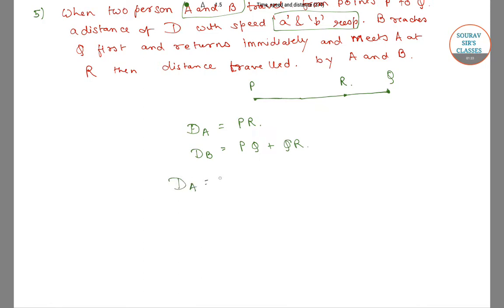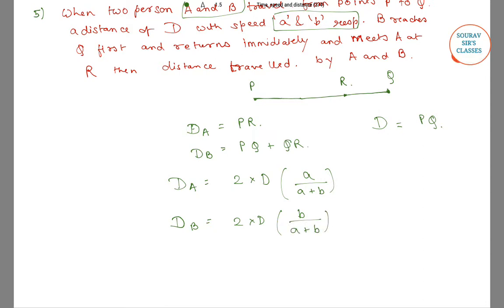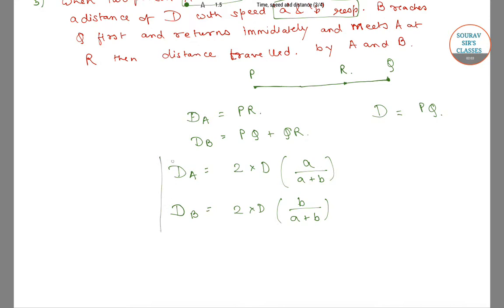So dA and dB are given by the formulas. dA is equal to 2 into D into A divided by A plus B, where D is the distance, that is PQ, and dB is equal to 2 into D into B divided by A plus B. So these are the formulas of the distance travelled by A and B.